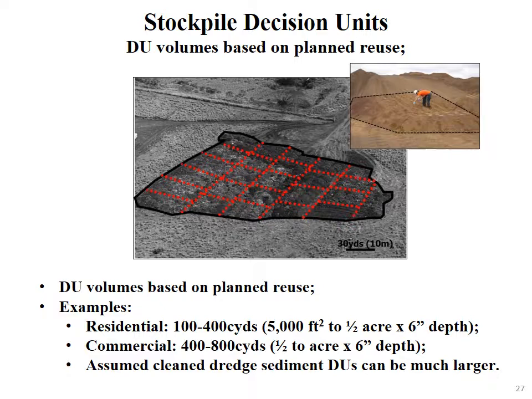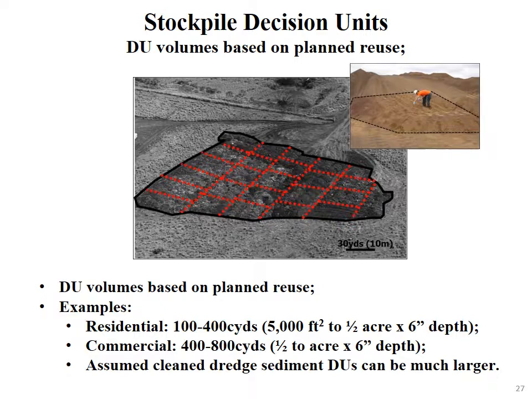And again, we'll discuss that again tomorrow. Then you compare the data for each sample and check the variability. If it's really close, you have a good sampling procedure and good precision on your data. If you're going to reuse stockpile for commercial use, typically you bump up the target DU volume to 400, 800 cubic yards. You're probably looking at half acre to even 1 acre exposure area sizes for reuse. So down to 6 inches, again 400, 800 cubic yards.